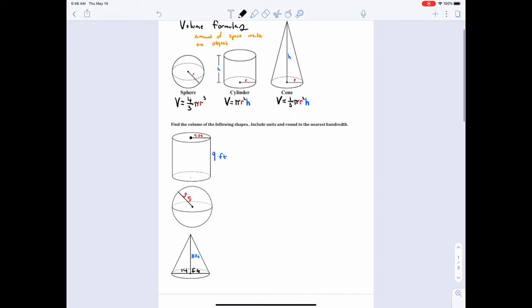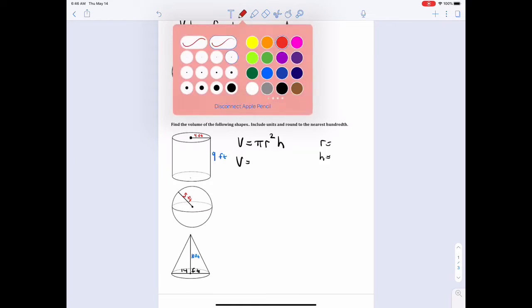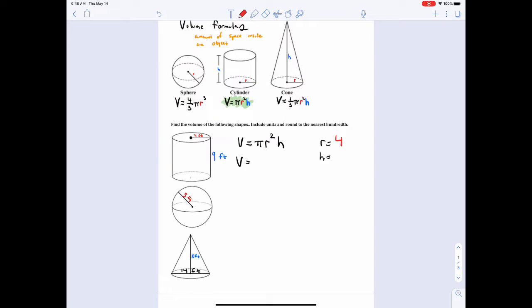So this right here, this is the cylinder. So we're going to be using our cylinder formula right here. A good idea to copy it down. Volume equals pi times the radius squared times the height. And now we'll just go ahead and plug in. It might even be helpful to write down what these equal before you plug it in. The radius is 4, and the height is 9. So we can go ahead and plug those into our formula.